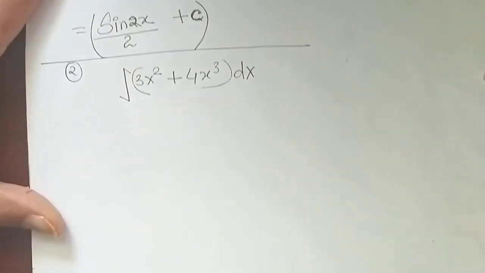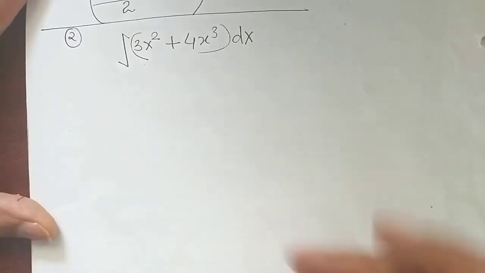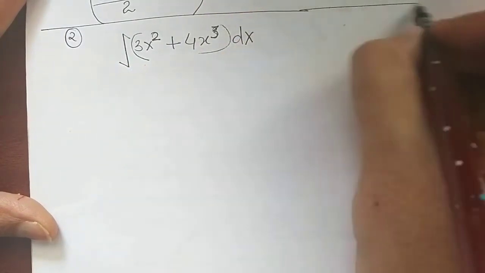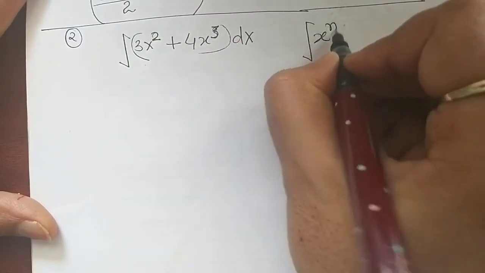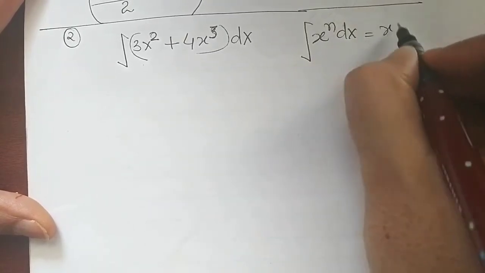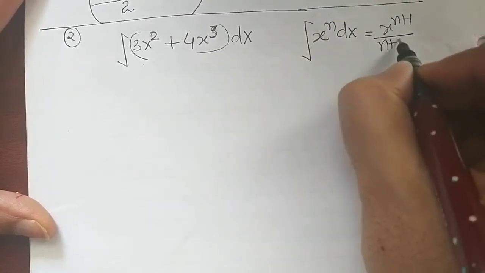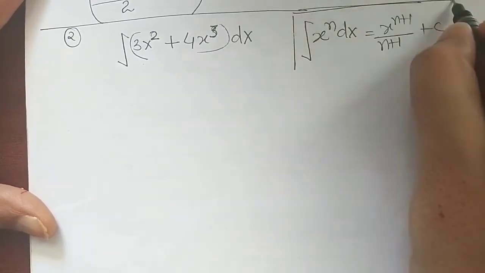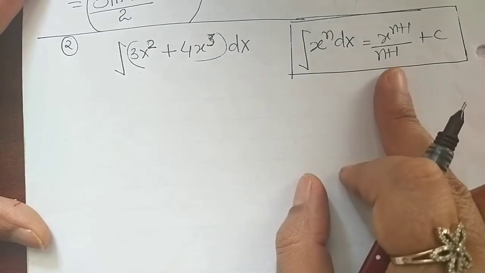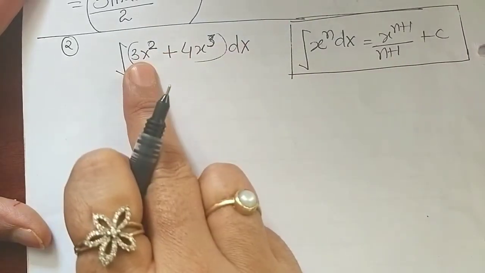Okay, so how to solve this question is, whenever there is an x raised to a power, I will look for the n formula. The n formula is: the integral of x raised to power n is equal to x raised to power n plus 1 by n plus 1, plus c. This is the n formula for integration, the mostly used formula.